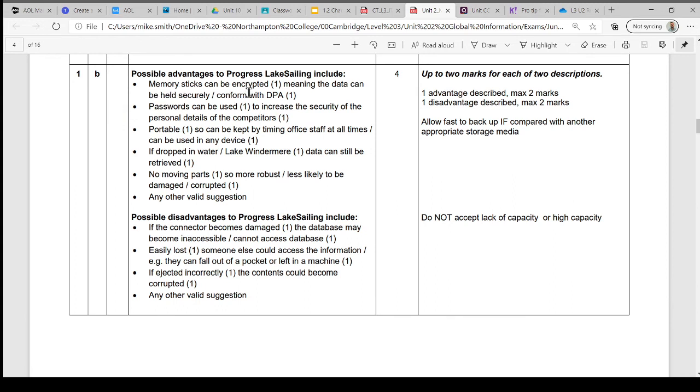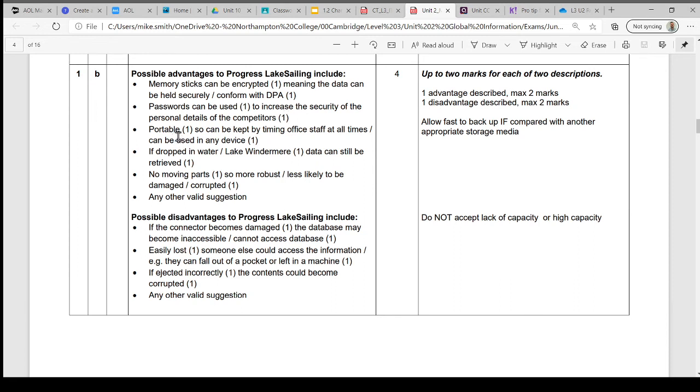So memory sticks can be encrypted. That's a good reason to maybe use one as backup. And the explanation for the extra mark is the data is then secure. It conforms to the Data Protection Act. You can often password protect these devices to increase the security. So there's a mark each there.